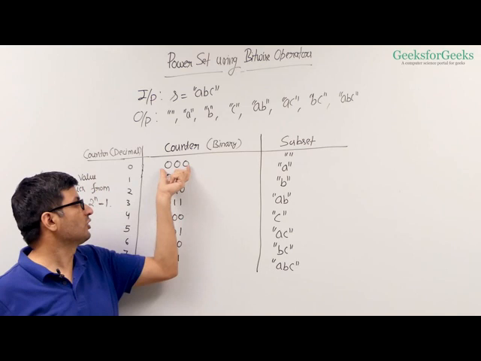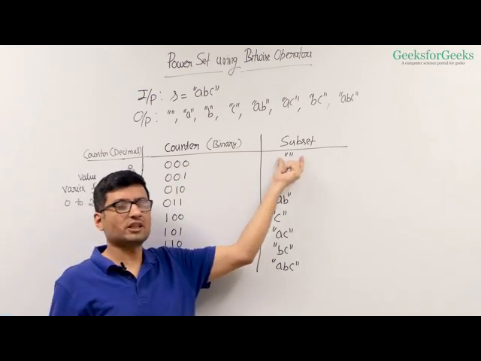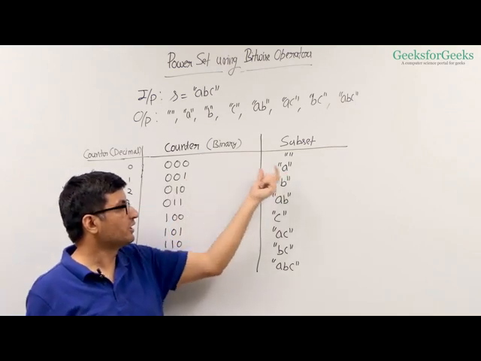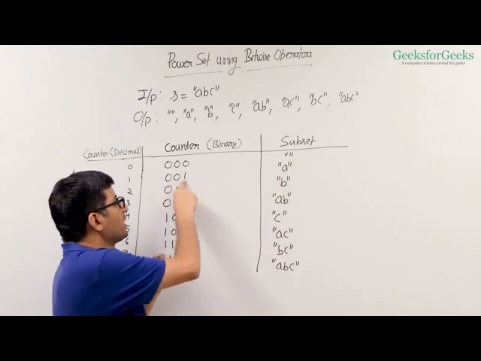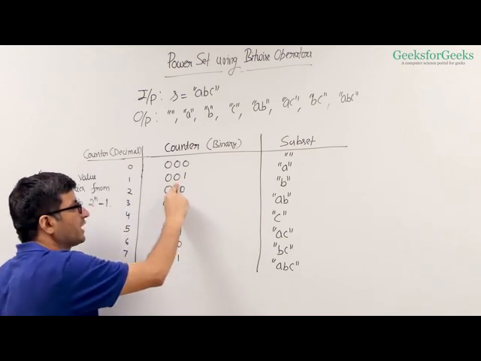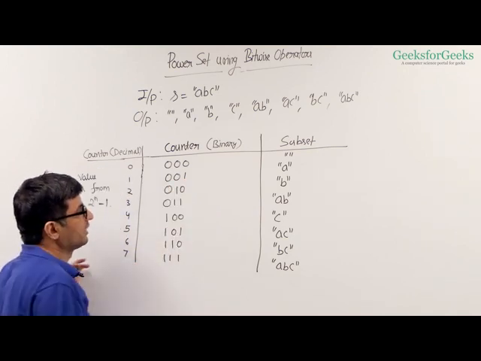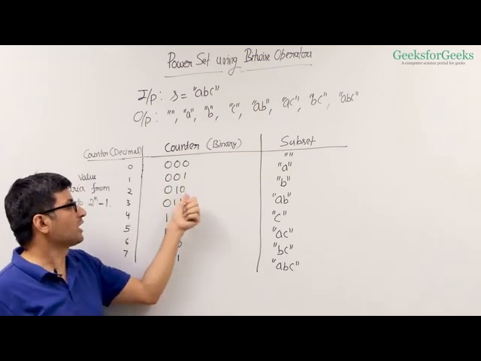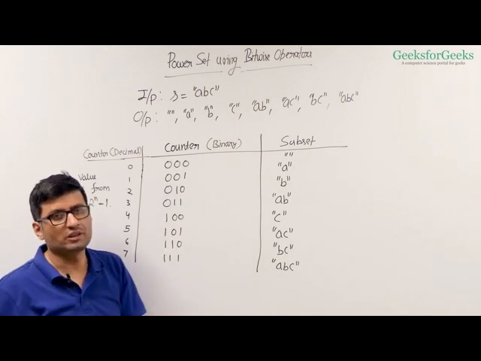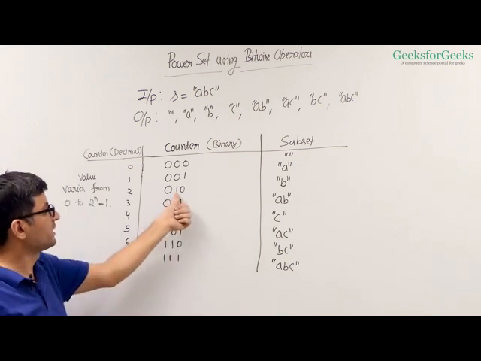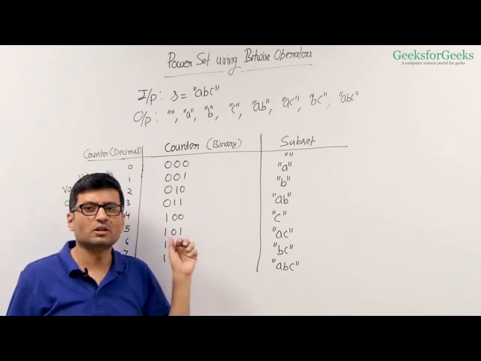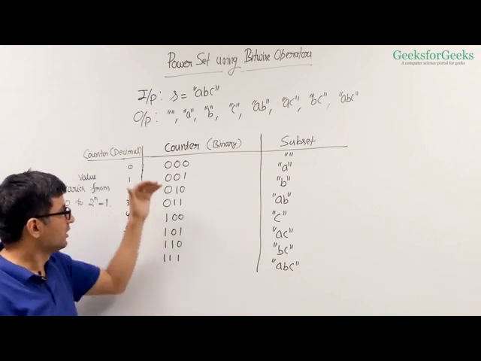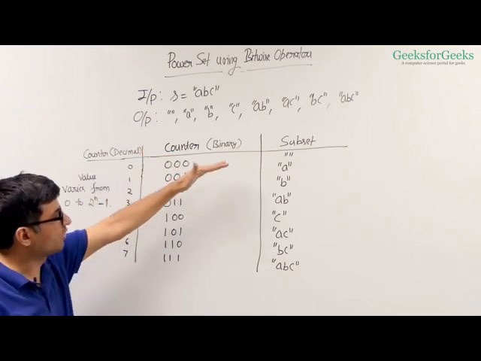If all the bits are 0, then the corresponding subset is empty. If the last bit is 1, then you put A. So you put A corresponding to the last bit, B corresponding to the second last bit, and C corresponding to the third last bit. Whenever the last bit is set, you are going to put A in the output. Whenever the last bit is 0, you are not going to put A in the output. Whenever the second last bit is set, you are going to put B in the output. Whenever the second last bit is not set, you are not going to put B. So that's how you generate all these subsets.